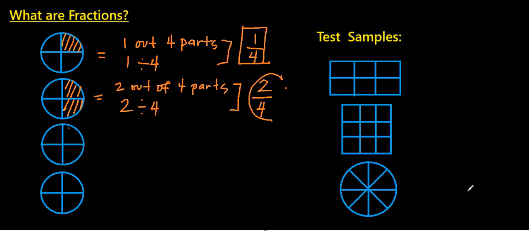Another example, what about if we shaded it in 3 parts? Then we can say that the shaded portions are 3 out of 4 parts. In fraction, this is 3 over 4.